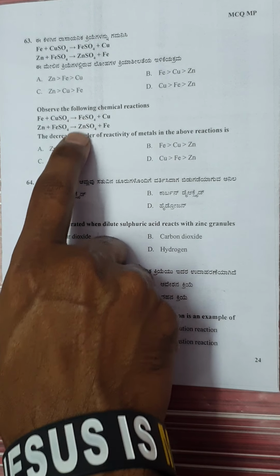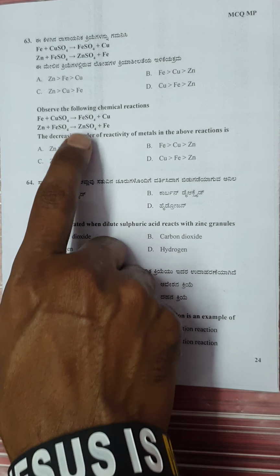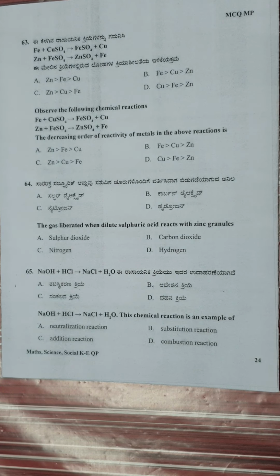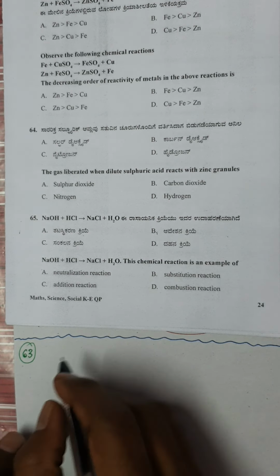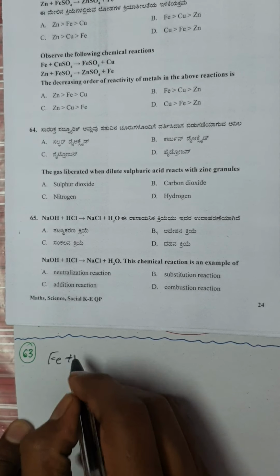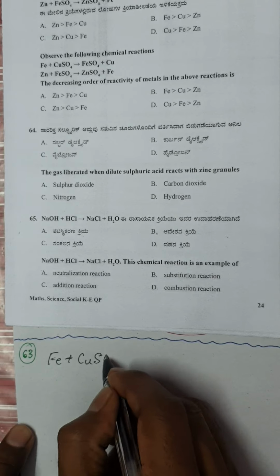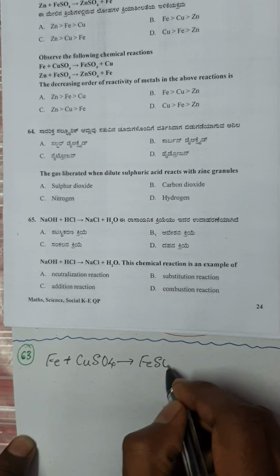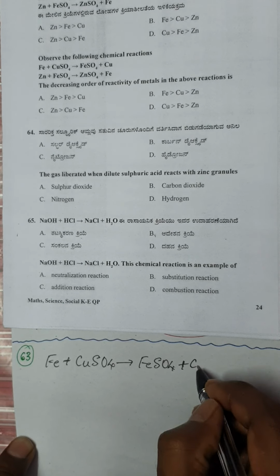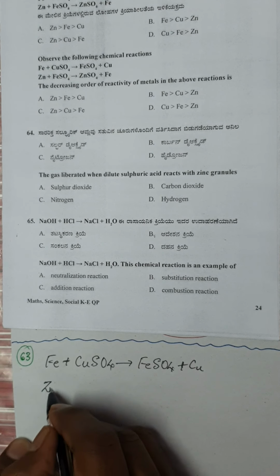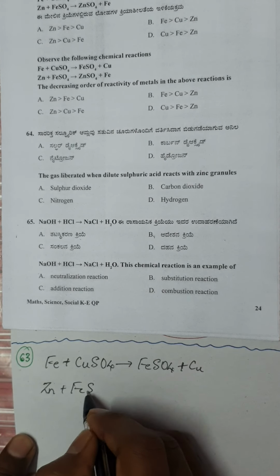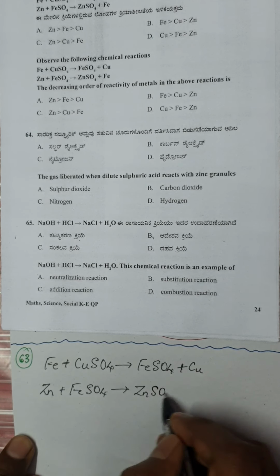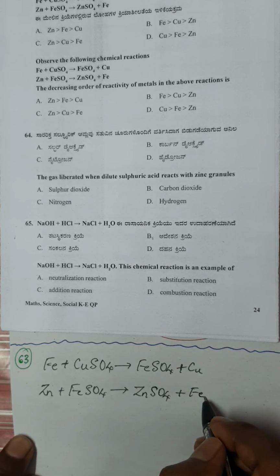Okay, there are two chemical reactions given. You have to find out the decreasing order of reactivity. Okay, so let's work it out. The first reaction we have is Fe, that is iron, plus CuSO4, which is nothing but copper sulfate, isn't it? Fe plus CuSO4 will give you FeSO4 plus copper. Okay. The second equation is zinc, that is Zn, plus FeSO4. This will give you zinc sulfate, that is ZnSO4, plus iron, which is Fe.